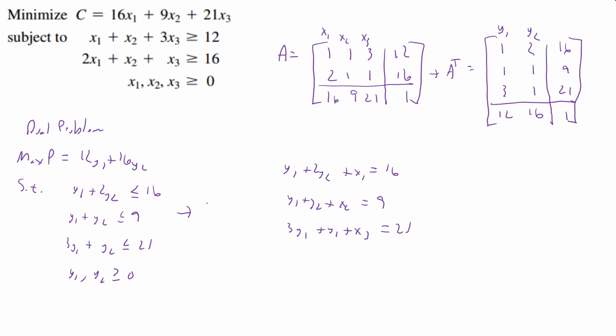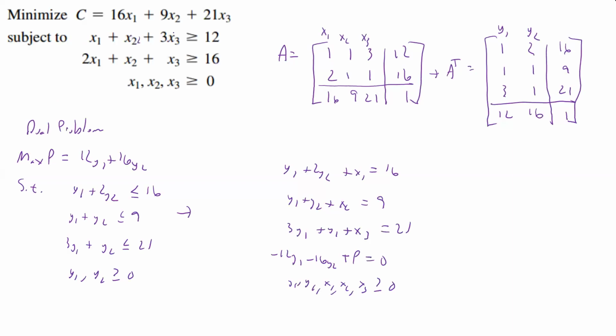And now take everything here to the other side. So we get a minus 12y1 minus 16y2 plus our p equals 0. Okay. And so now we also have to add all our y1, y2, x1, x2, x3 greater than or equal to 0. So that's kind of our final thing there. And so what we need to do now is convert this E system into our initial tableau.